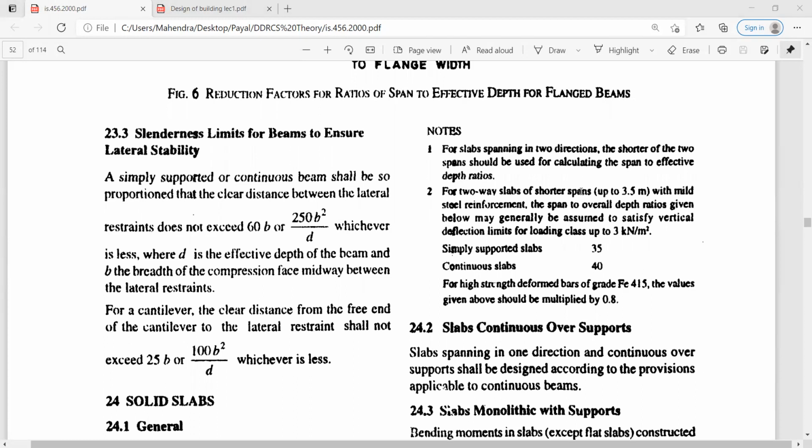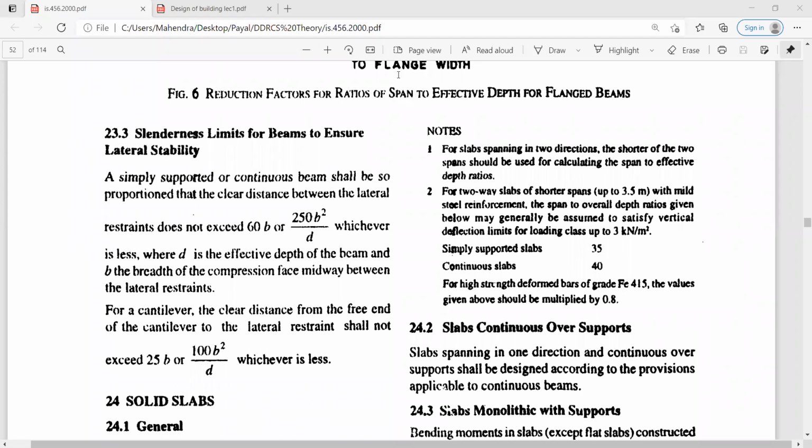If the shorter span of the two-way slabs we are going to design is up to 3.5 meter, with mild steel reinforcement and the vertical deflection for the loading class up to 3 kilonewton per meter square, then for simply supported slab, they have told you to take it as 35, and for continuous slab, take it as 40.